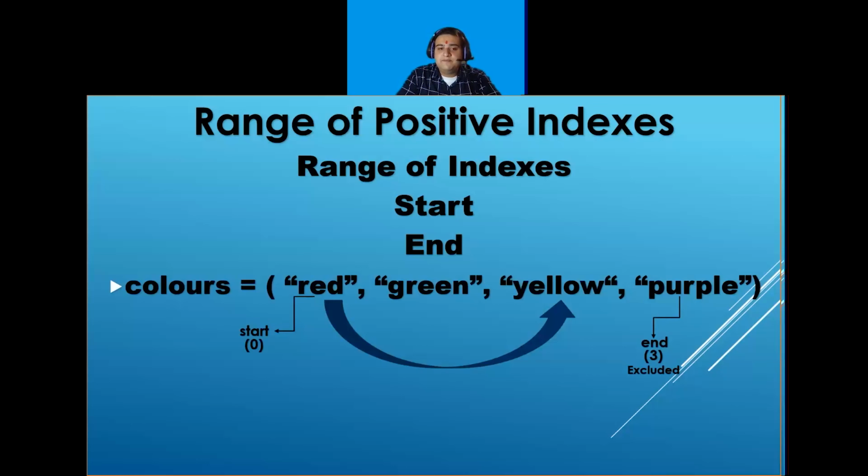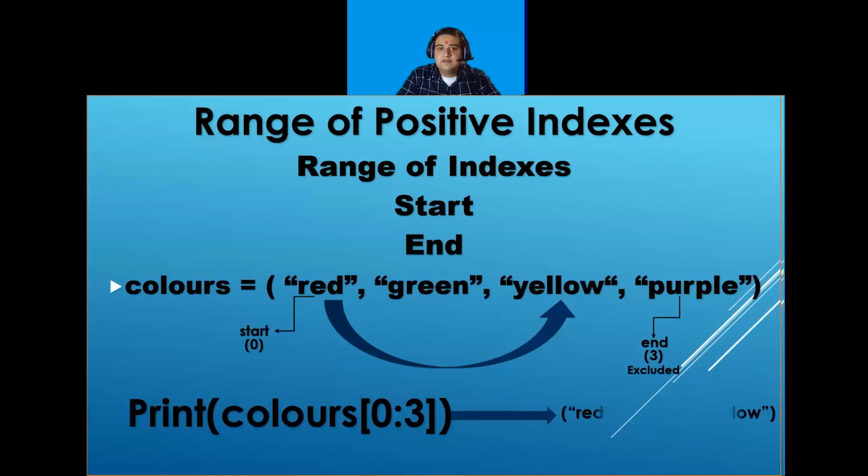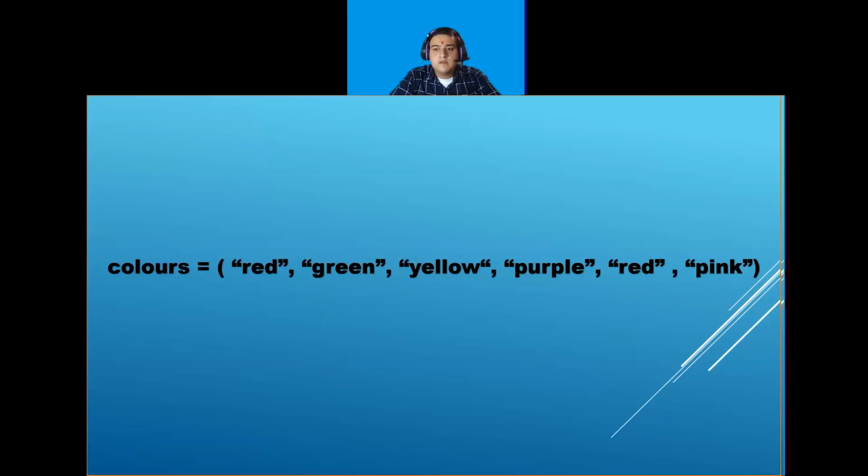So I will write print. I will call the variable colors. I will give the start index, which is 0. I will mention the end index, which is 3, and which will be excluded. So the output will be red, green and yellow. Now let's take another example.